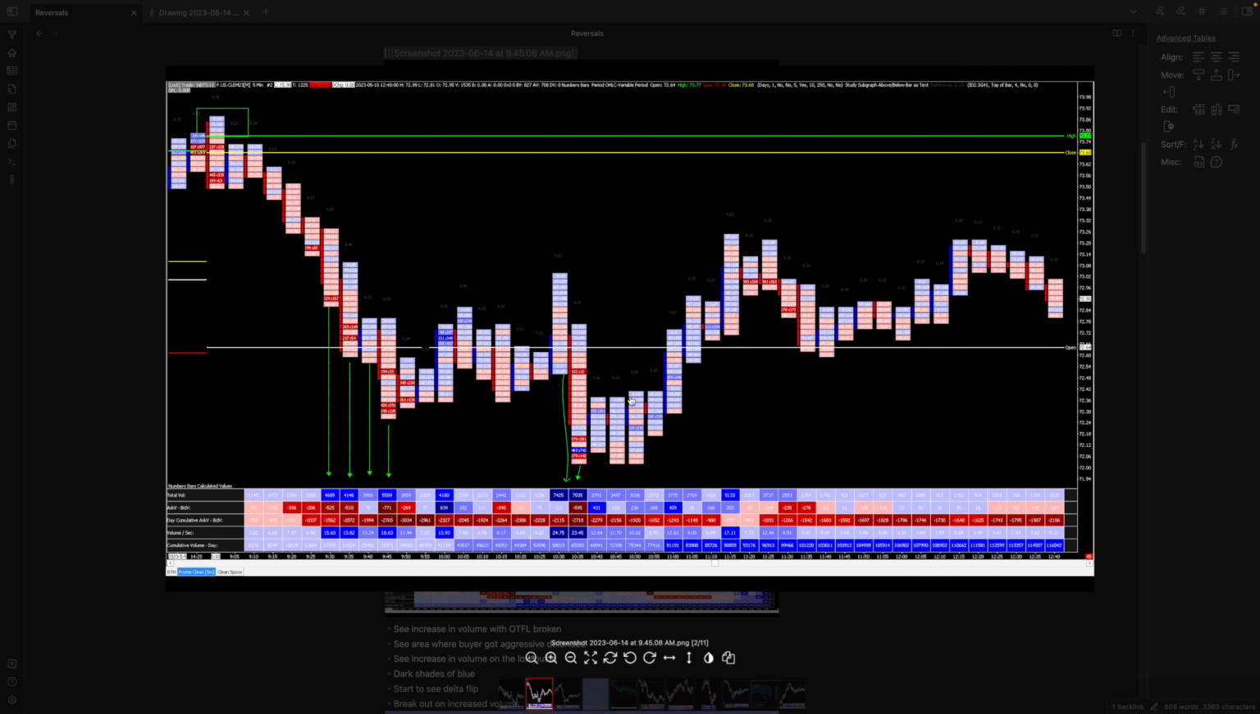We then have this little area of consolidation, but if you look at the lows, after this seller got trapped here, we start to see this consolidation with little to no interest from sellers, only 1XO here. So little to no interest. And then we see a break above it on a dark shade of blue with an increase in volume, 3,775. And then we start to go up higher.